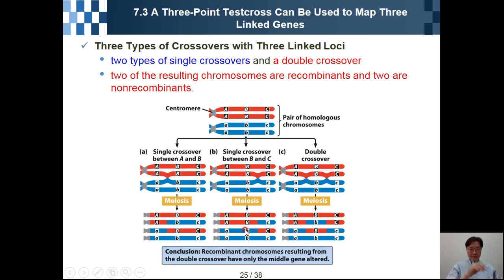But we have to think about double crossover. In double crossover, the recombinant chromosomes resulting from double crossover have only the middle gene altered. For example, in these cases, this is non-recombinant, non-recombinant, this is recombinant, and recombinant. When double crossover happens, only the middle gene is altered, because large B goes here and small b goes here. So when double crossover happens, only the middle gene is altered. You have to memorize this one, okay?